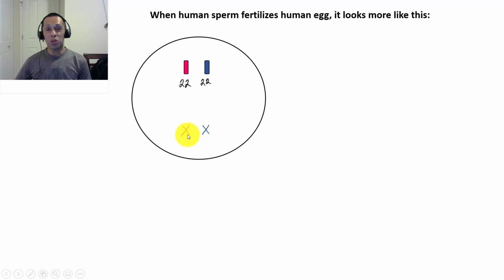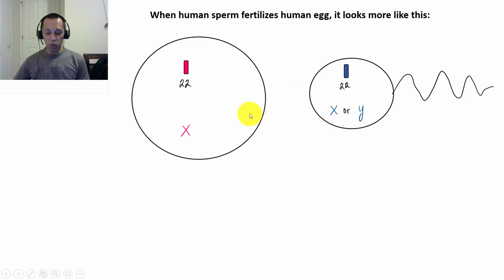Because this embryo has two X chromosomes for its sex chromosomes, it's going to end up being biologically female. On the other hand, if the sperm that fertilizes this egg happens to be a sperm that has the Y chromosome inside of it, what that fertilization is going to look like is this.